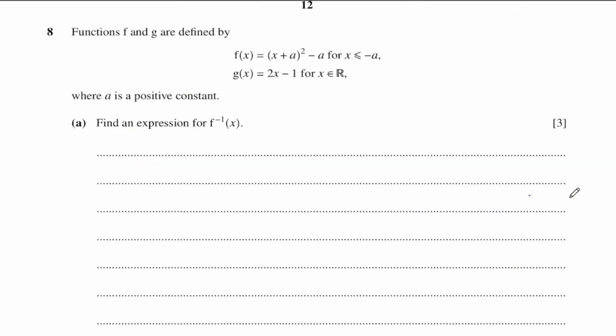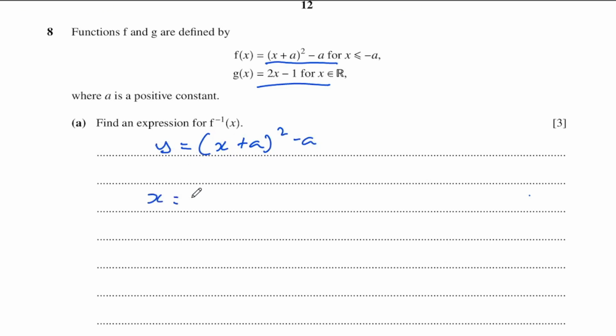For the next part, you're looking at functions where f is defined by this and g is defined by this. A is a positive constant. We need to find the expression of f inverse of x. Remember, it will still be in terms of a because we haven't really been given a value of a. And remember, for f inverse, you just need to write out the function f in terms of y. So x plus a squared minus a. And then you switch these two around.